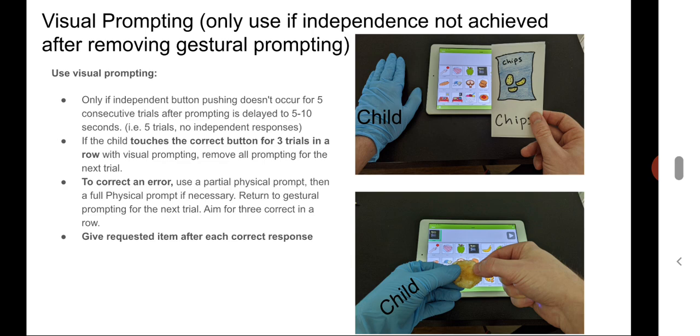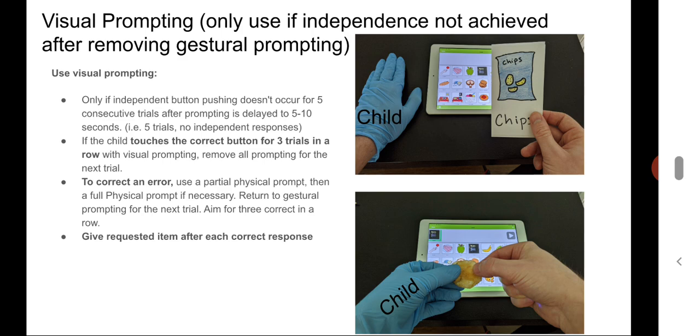The only time we're going to do it is if we do 5 trials in a row and they haven't done it independently once. That's when we're going to try to introduce the visual prompting to our prompt hierarchy. So basically all we do is add that extra step. It's just like before, we want 3 trials in a row with the visual prompting, and then we're going to remove all the prompting for the next trial. And again, for the removal of the prompting we need to delay for 5 to 10 seconds before we reintroduce prompting at the end of that trial.